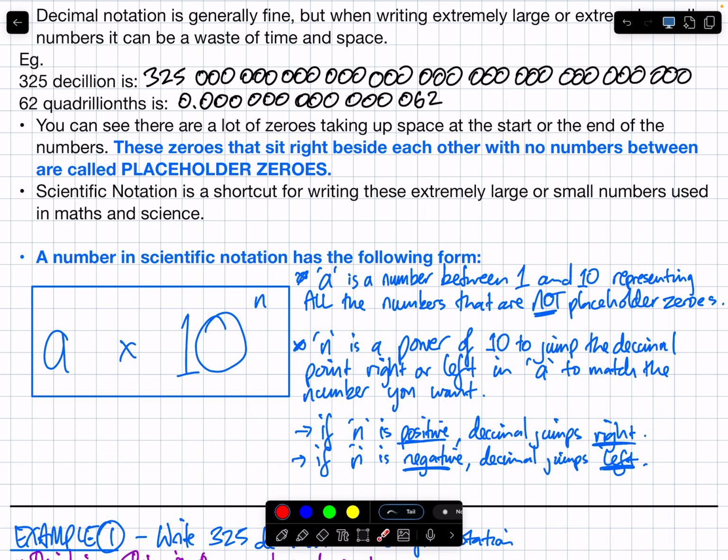Now you need to understand what n is. N is a power of 10 that jumps the decimal point right or left in your A to match the number that you want. If n is positive, the decimal jumps right. If n is negative, decimal jumps left. Get that down for now. That's not going to make any sense right now until I show you how it works.